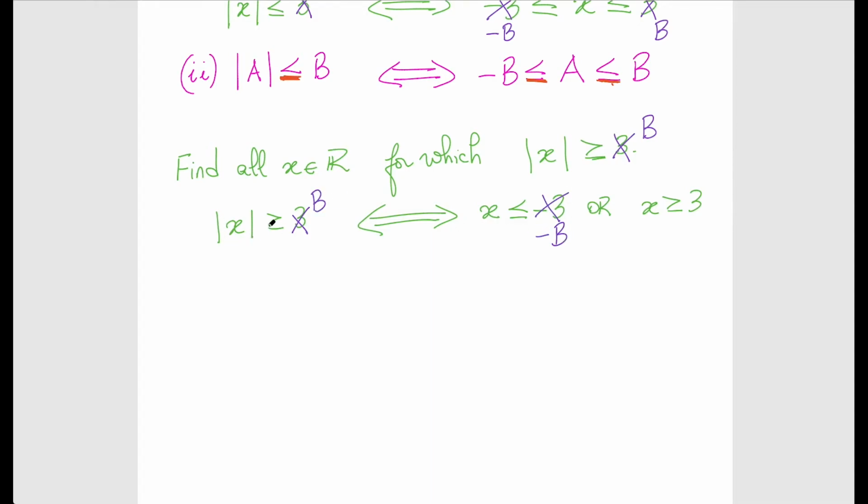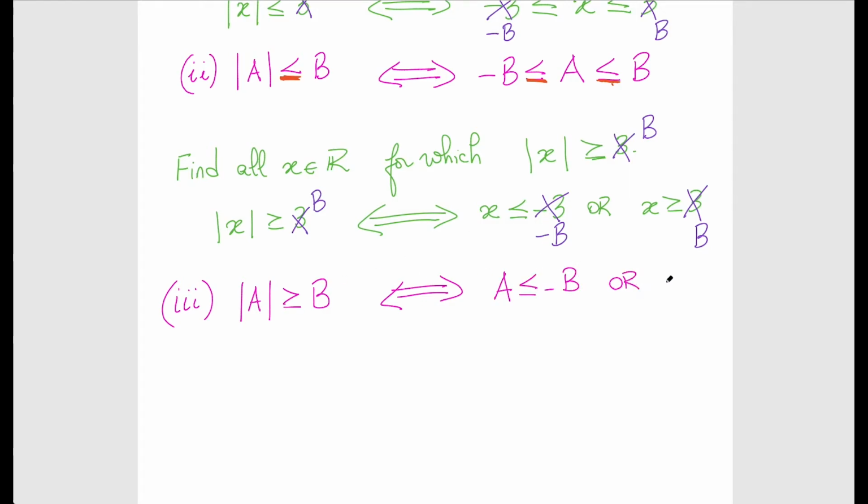So the absolute value of x greater than or equal to b is equivalent to saying x is less than or equal to -b or x is greater than or equal to b. Okay, and the corresponding pink result becomes the absolute value of a is greater than or equal to b. That's equivalent to saying that a is less than or equal to -b or a is greater than or equal to b.